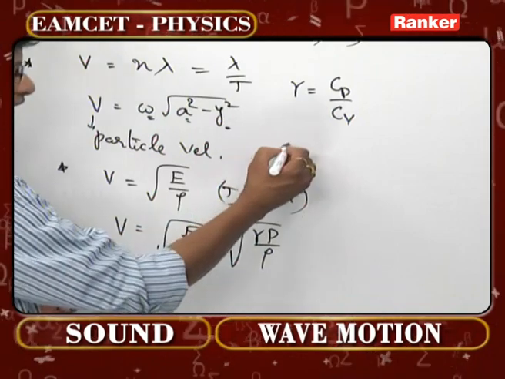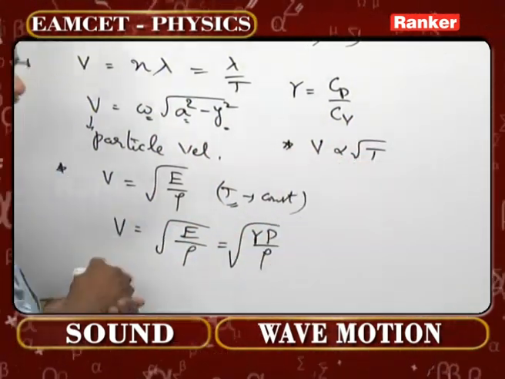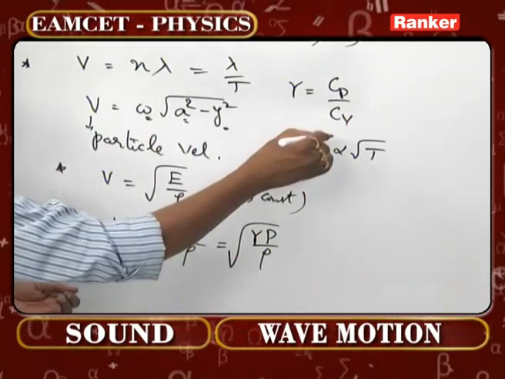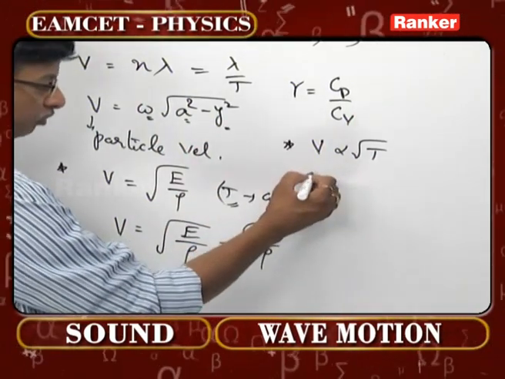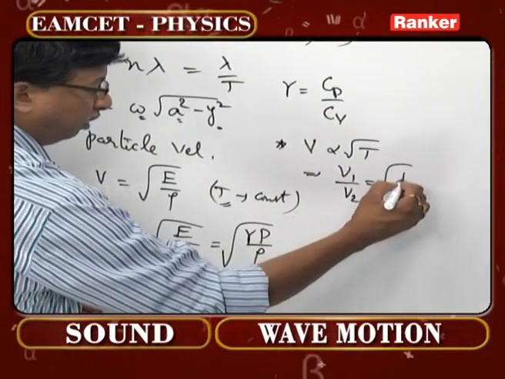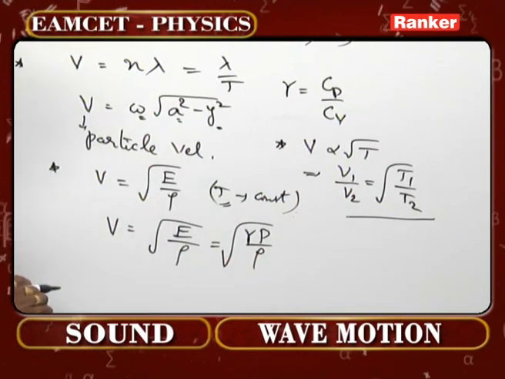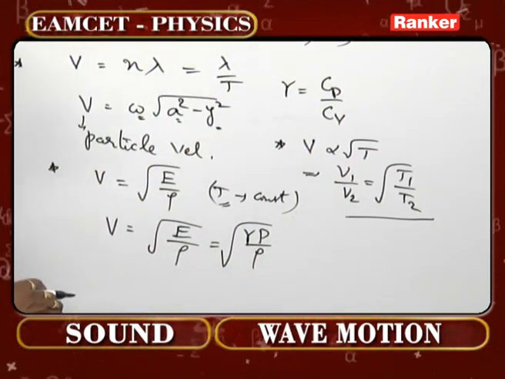What is the effect of temperature on velocity of sound? Velocity of sound is directly proportional to the square root of absolute temperature. We can rewrite this as V1 by V2 is equal to under root T1 by T2, another equation which you have to remember.